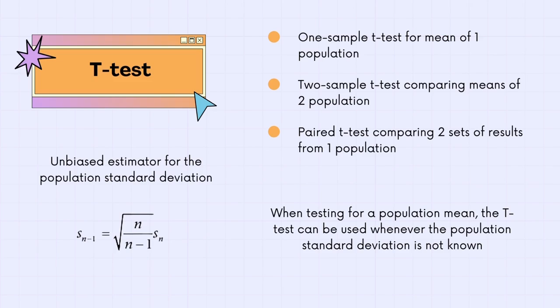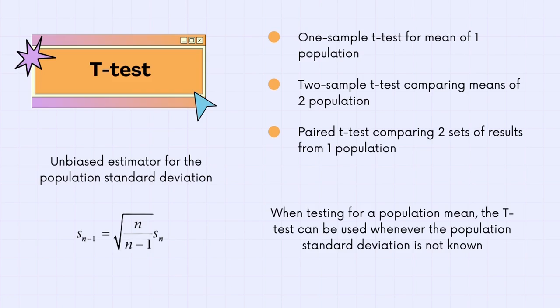T-test. When testing for a population mean, the t-test can be used whenever the population standard deviation is not known. Since there is no population standard deviation, an unbiased estimator will be used instead. The formula for the unbiased estimator for population standard deviation is as follows.